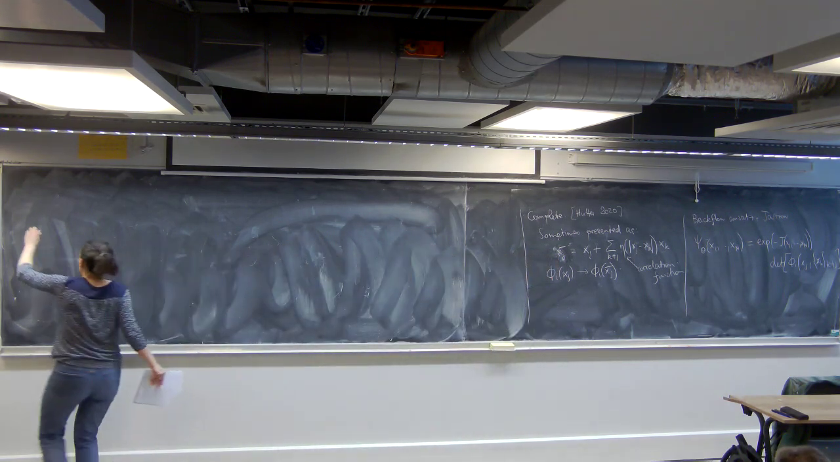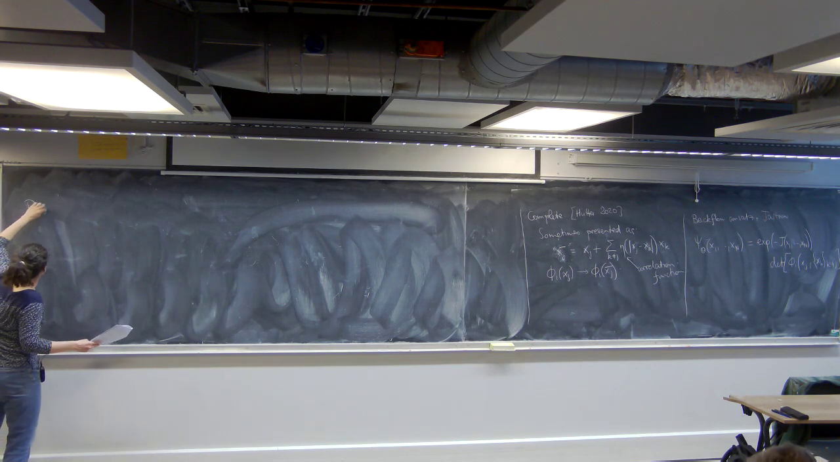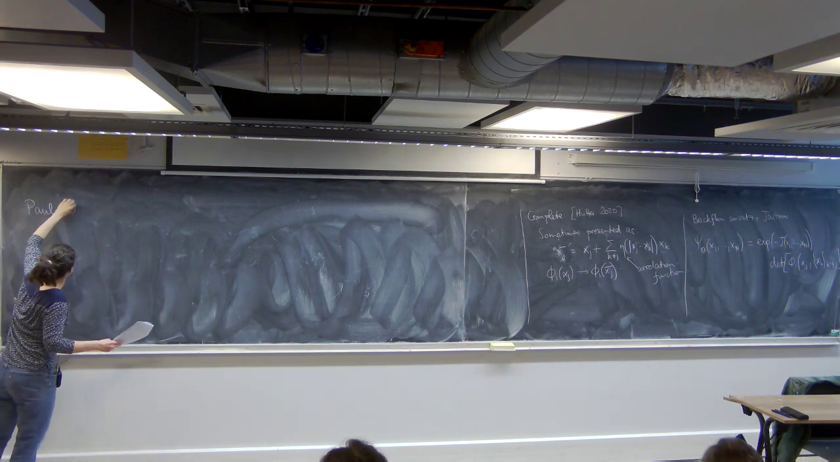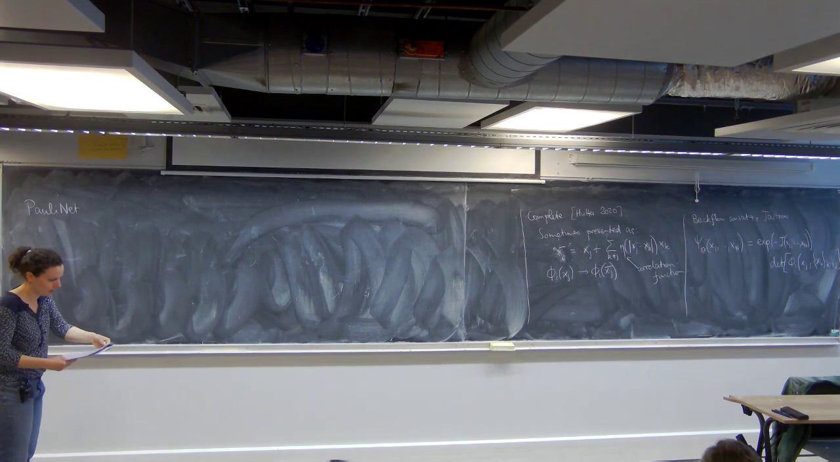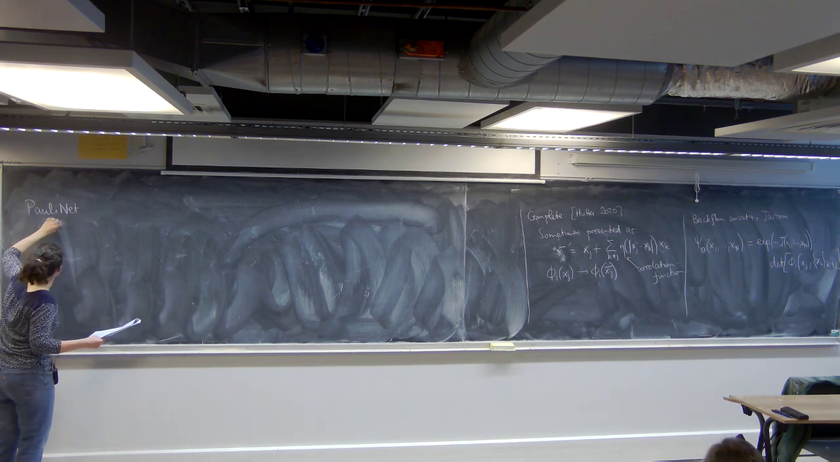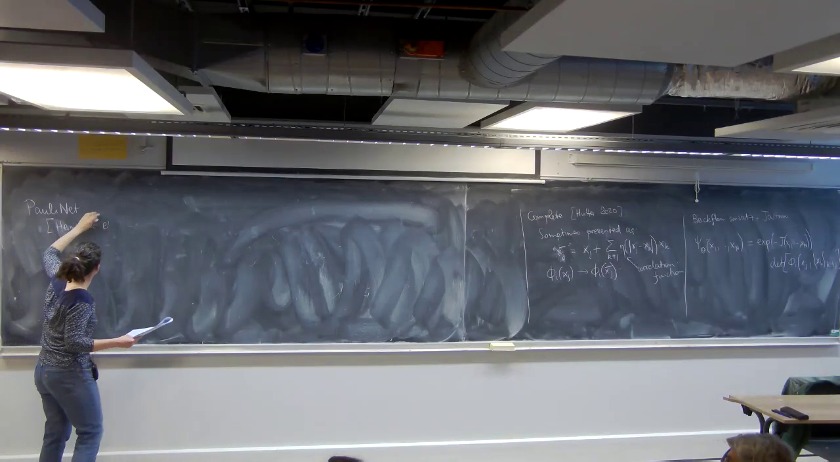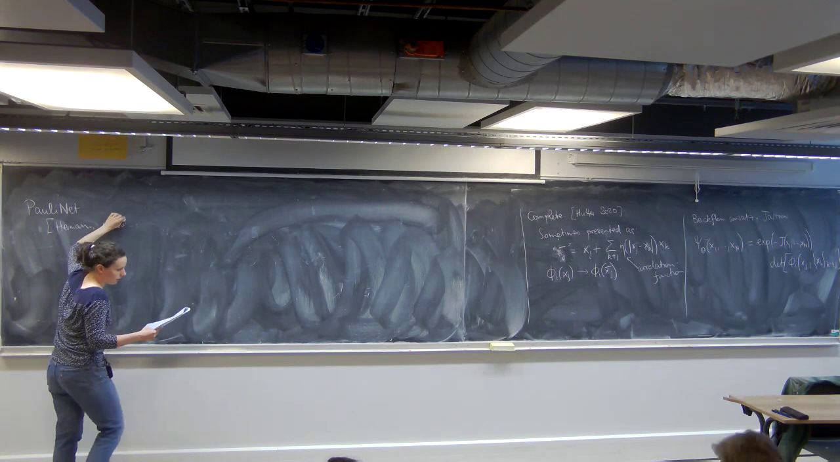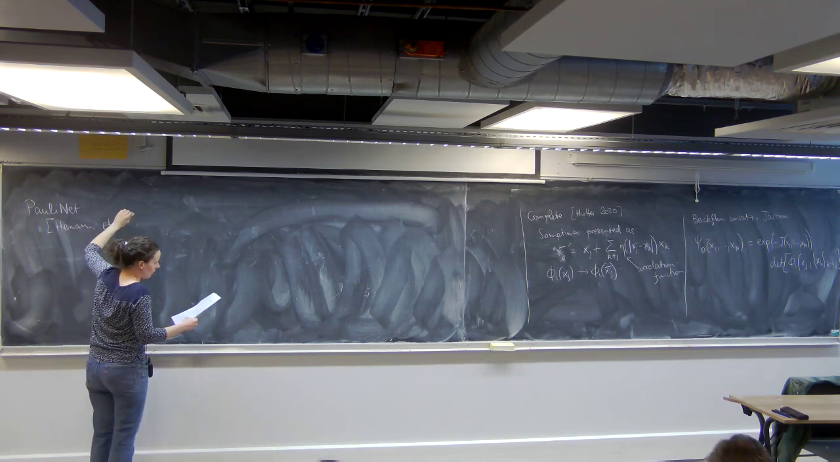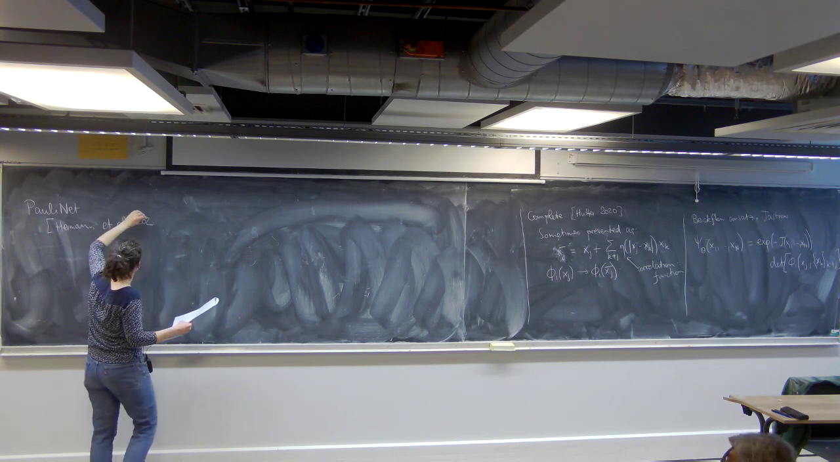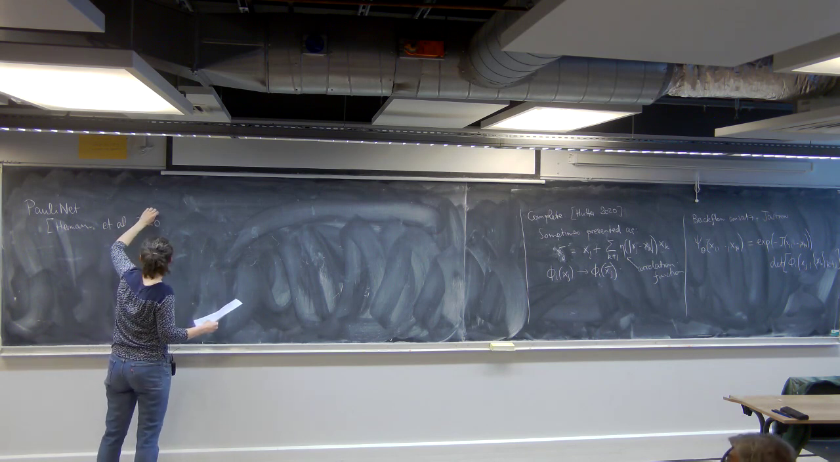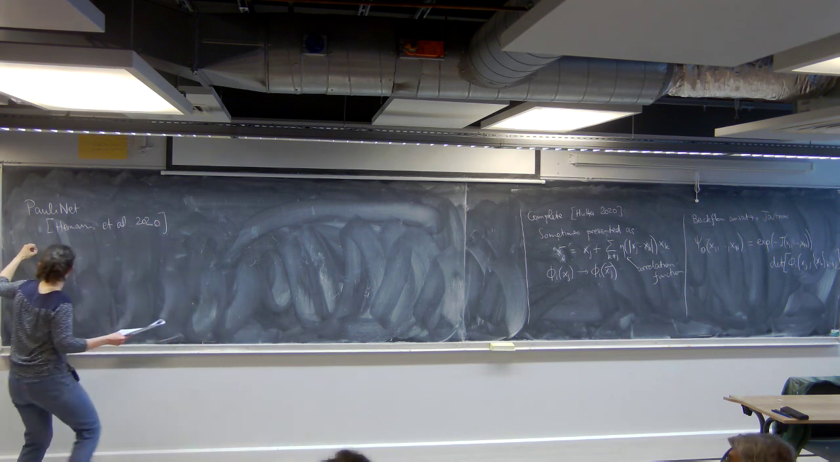Okay, so the PauliNet has been proposed in 2020 by Hermann and co-authors. The paper is called Deep Neural Network Solution of the Electronic Schrödinger Equation.